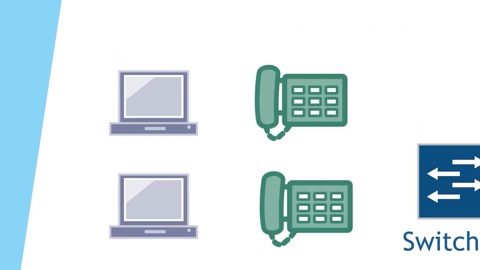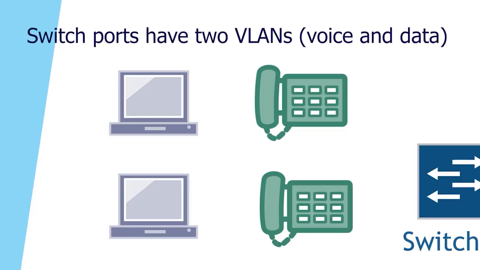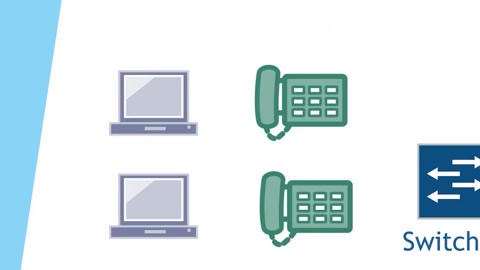Does this mean that we are now mixing our regular data with the voice traffic? Also no. The upstream switch port is configured with 2 VLANs. One is the voice VLAN, which we spoke about earlier, and the other is the regular data VLAN that the PC connects to. So the phone is connected to the network and it has power.